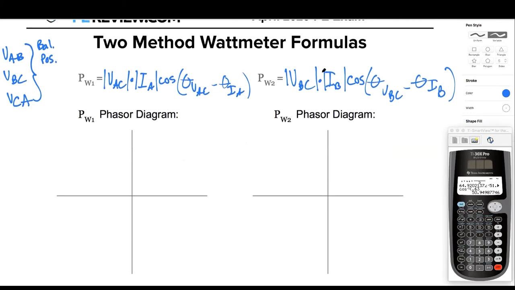Do any of these magnitudes or subscripts stand out as not matching this? Yes, VAC, right? That should stand out. Everything else looks fine, right? VBC is our B line voltage. So in order to get these angles in here right, we need to graph these complex phasors.